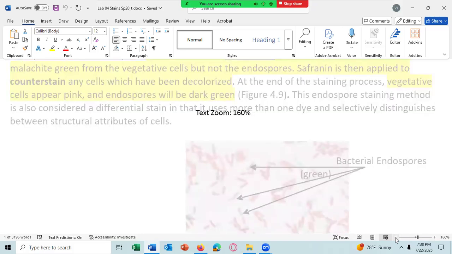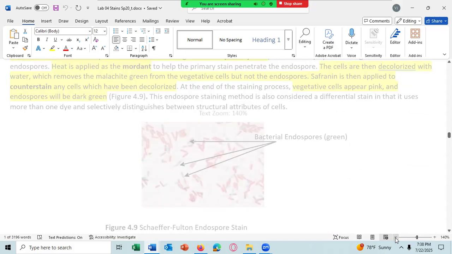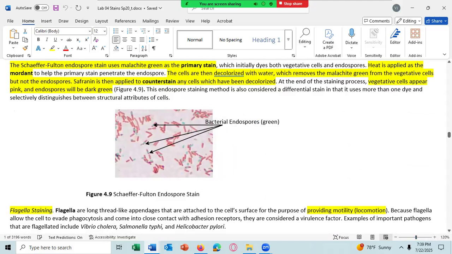Remember, endospores are just a survival structure. They allow the species to survive harsh environmental conditions.